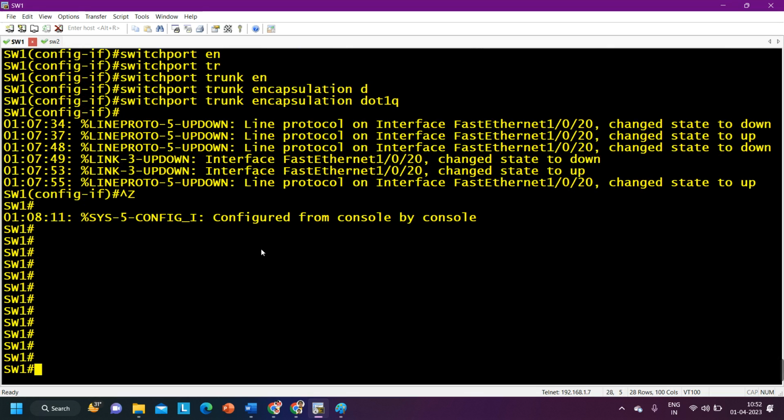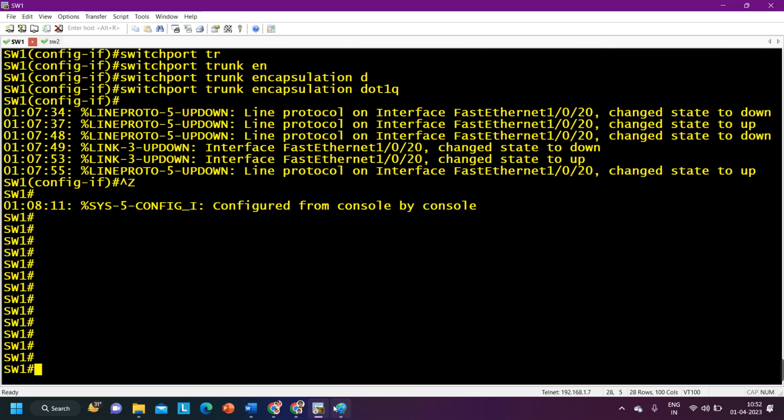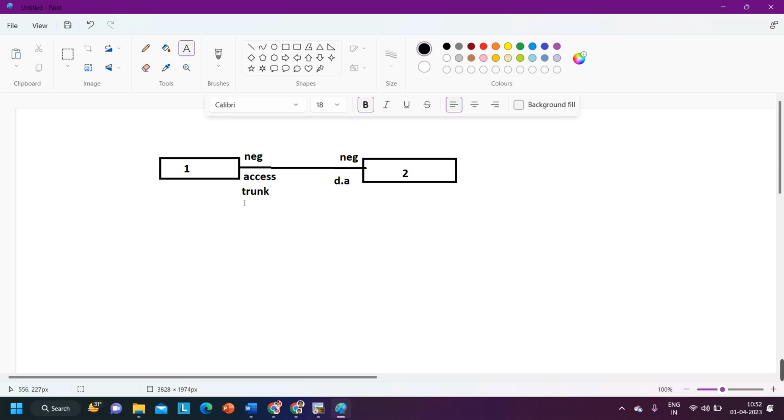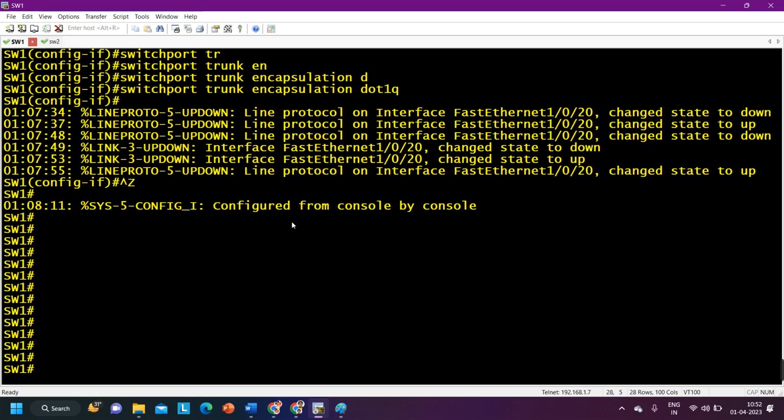Yes, now on both sides, if I configure dynamic auto, sorry, dynamic desirable, then what will happen? And if I disable the negotiation, here also I configure DD, and here also I configure DD, and if I disable the negotiation, right, it is not going to form trunking. Yes, okay.